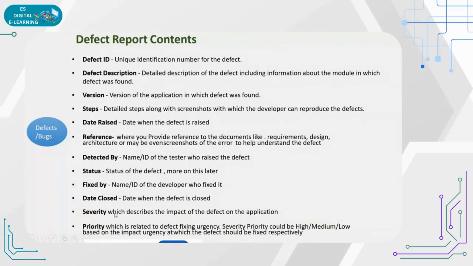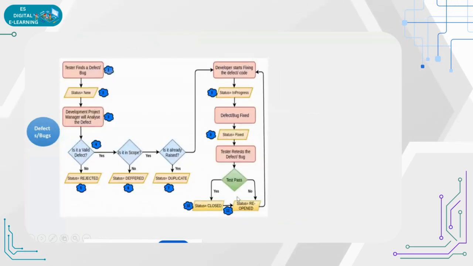We'll understand severity and priority in detail. They are related to defect fix urgency. Severity and priority could be high, medium, low, based on the impact and the urgency at which the defect should be fixed, respectively. So we'll understand in detail about severity and priority further.